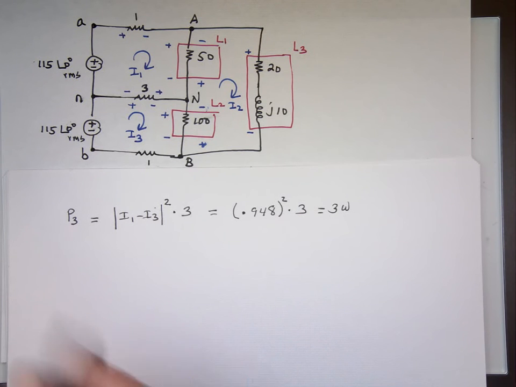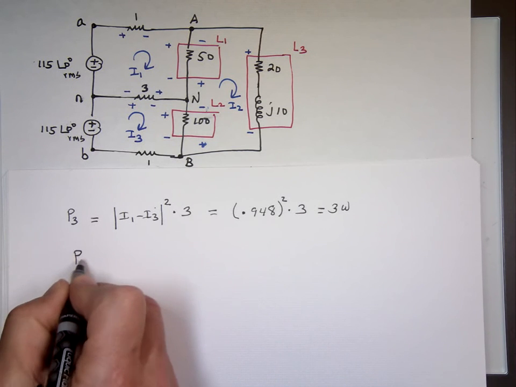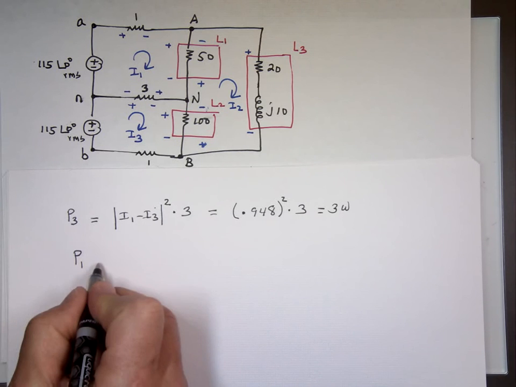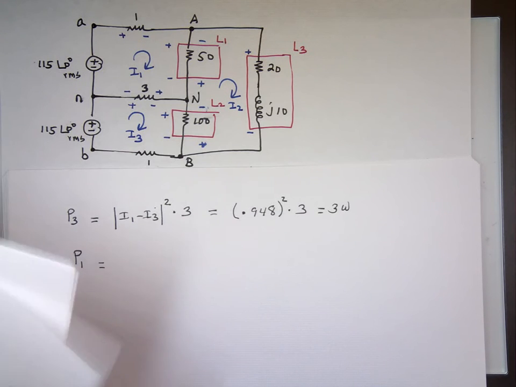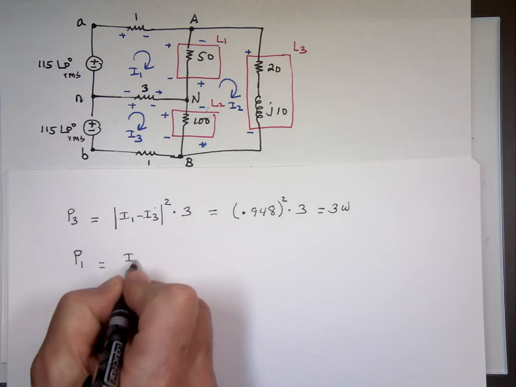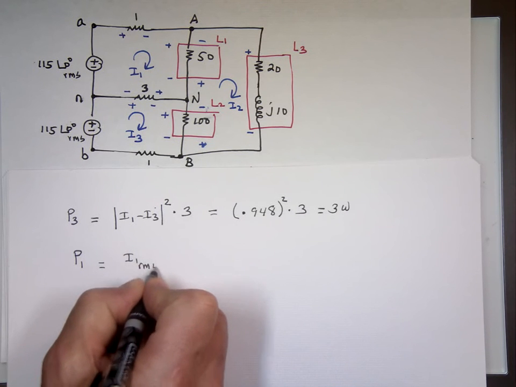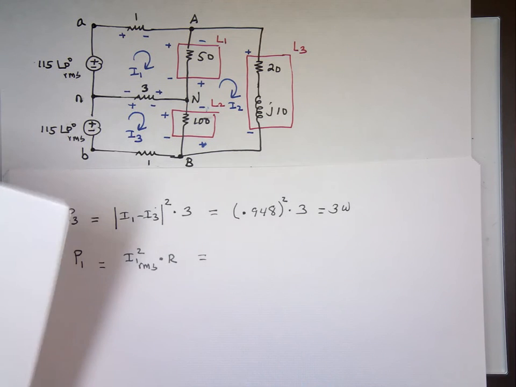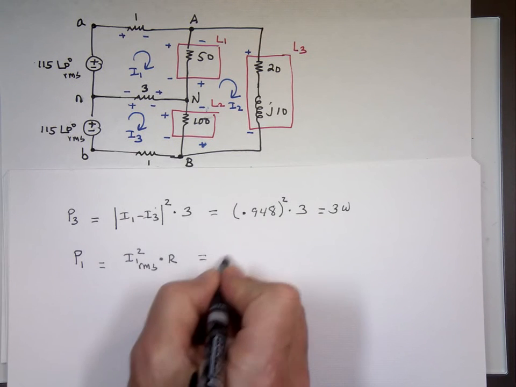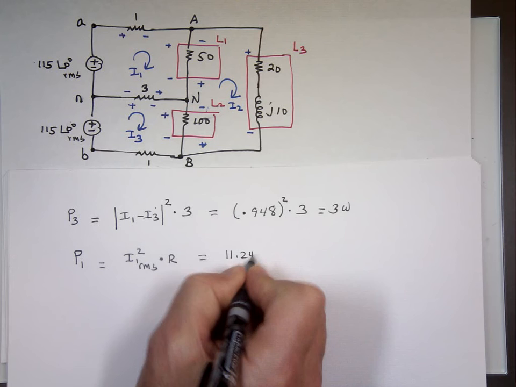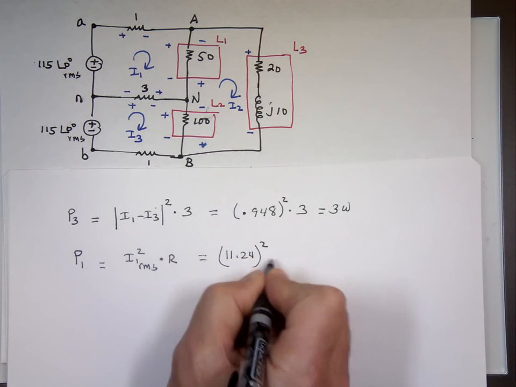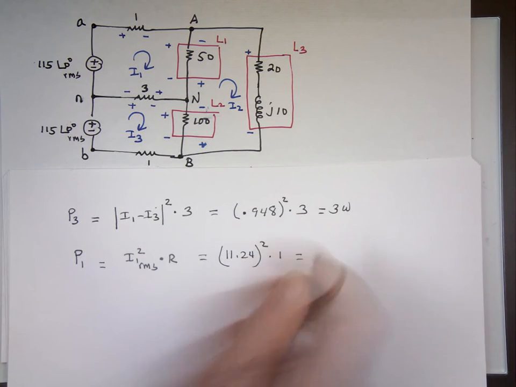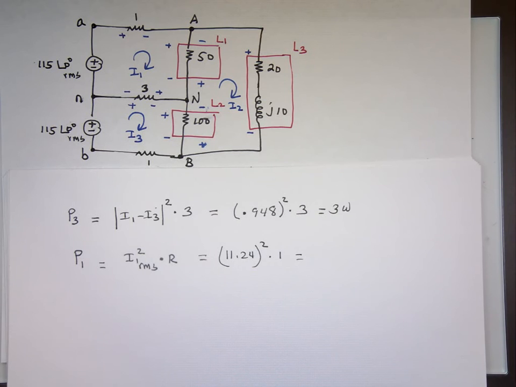The average power absorbed by the 1 ohm resistor. We know the current through that. That's I sub 1 RMS squared times R. And I sub 1 for that is 11.24 squared times 1. And that's 126 watts.